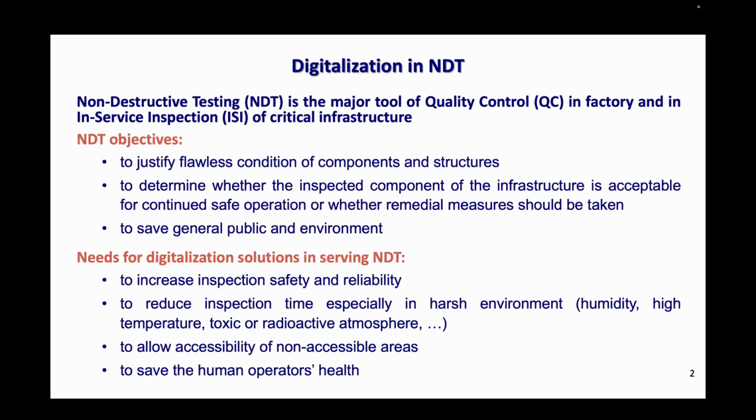So what we need, if we talk about NDT digitization, is that we have to increase the inspection safety and reliability, which is not an obvious thing to do because it depends on human resources and human capacities. And we have to reduce the inspection time because we usually have a lot of images. If we would like to build, for instance, a power plant, we have a lot of welds and a lot of pipes, so it takes a lot of time.